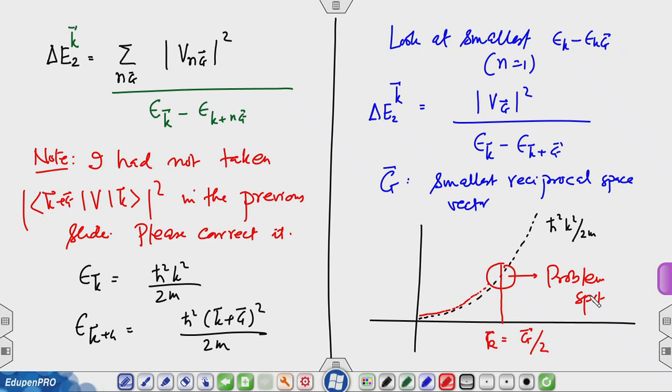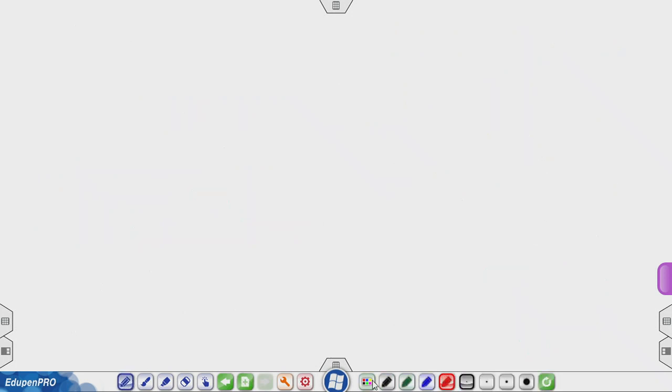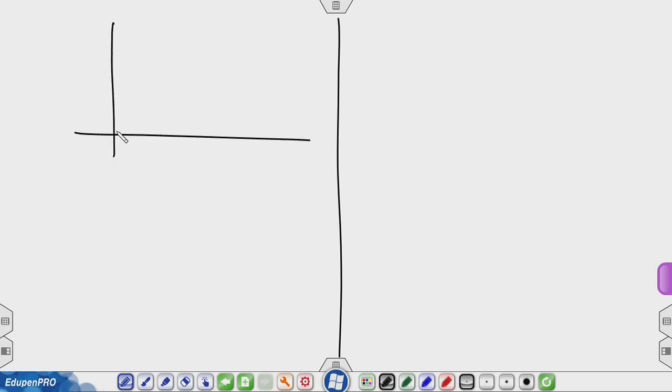Why? Let's check that. So, what I am doing is I am plotting this energy versus k. This is free electron. Then applying perturbation theory, it changes a bit, and near k equals g by 2, I am saying this is a problem.